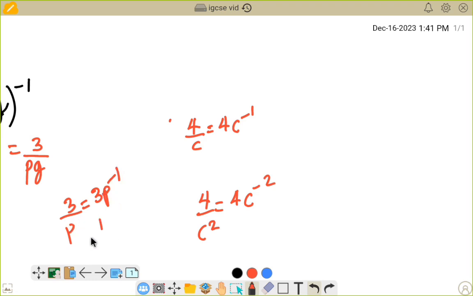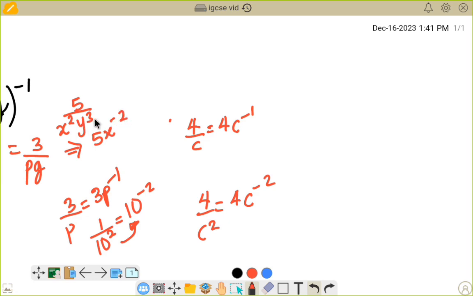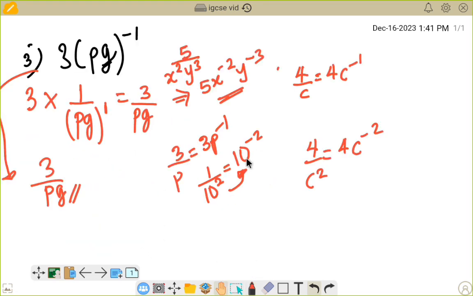Now, when you have 1 over 10 raised to the power 2, it becomes 10 raised to the power minus 2. That's how you flip it back. Then lastly, you have 5 over x squared y cubed. You flip that, you have 5. This one is 2, so it becomes x minus 2. Then this one is 3, it becomes y minus 3. So you can use this to simplify your answers and to make it look cooler.